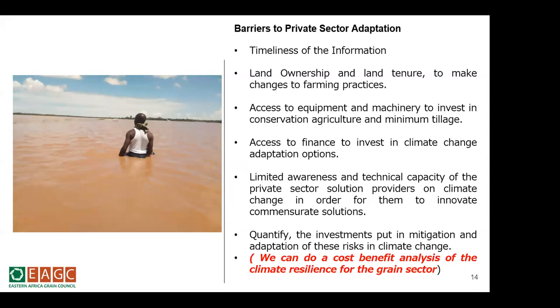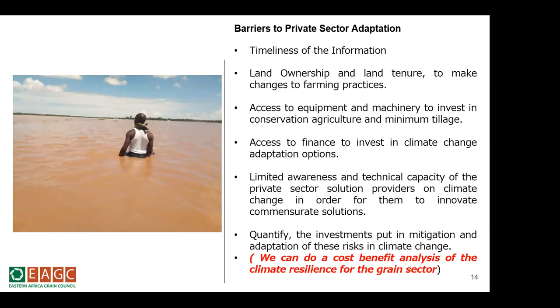As we talk about adaptation, I think Lisa said some of the organizations that may be supporting adaptation may look at it at a very high level. But for the private sector, for the farmers, they just want basic equipment that can support them at farm level or at their factory level in the adoption process.